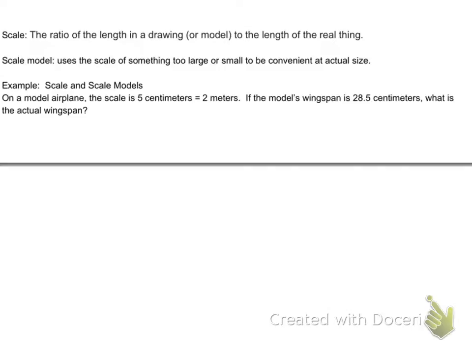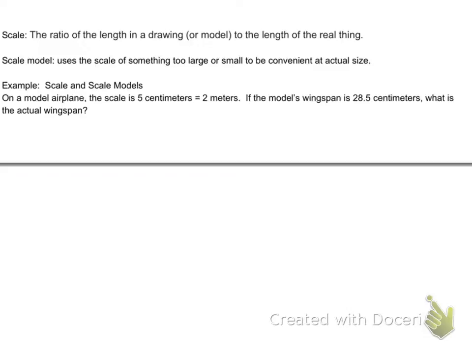And the last slide. We talked about scales, scale models, all of those things. Some of us may have put a model together. We're not making a model that is the actual size of what we're putting together. So, a scale, guys, is a ratio of the length in the drawing or model to the length of the real thing. So if a scale is 1 to 2, that means that for 1 inch on your model, the real life thing is 2 inches. So 1/2 or 1 to 2 is half the size of the real thing, right? A 1/32 scale means 1 inch on your model is 32 inches on the real thing. And a scale model uses that scale for something too large or small to be convenient at actual size.